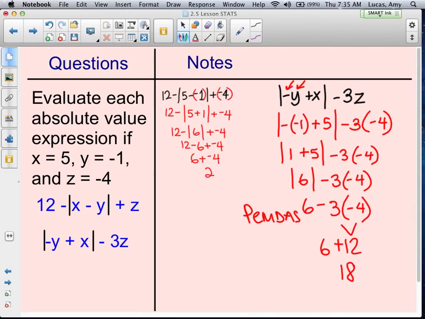Remember that you may want to do a little tick-tock or add the opposite, if that helps you, so that you clearly understand that that minus 3 is the same as adding a -3. So you're multiplying -3 times -4, which is a +12.